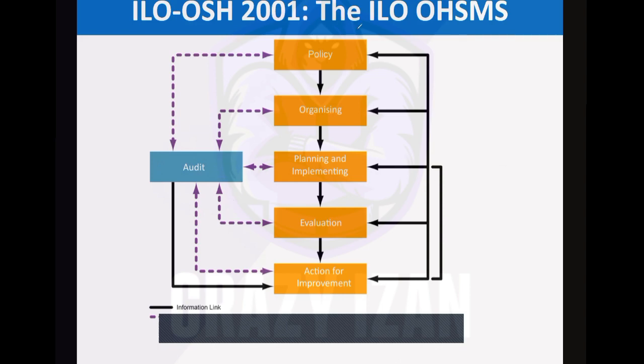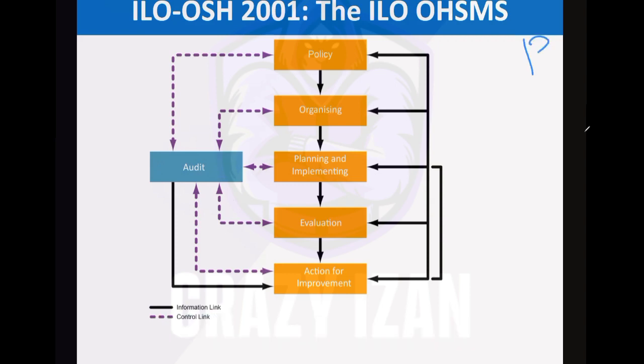Okay. Now, as I told you guys, the ILO OSH 2001, in fact, all management systems, are based on the PDCA methodology. Okay, plan, do, check, and act methodology. Now, can you guys relate these elements and tell me which element of the PDCA cycle do they belong to? Now, if you look at policy, which element of the PDCA cycle does policy belong to? Does it belong to plan, do, check, or act? Plan. Very well said. So policy relates to planning.